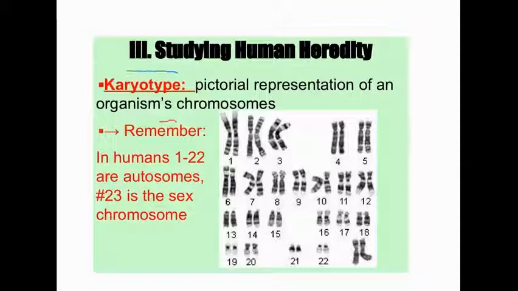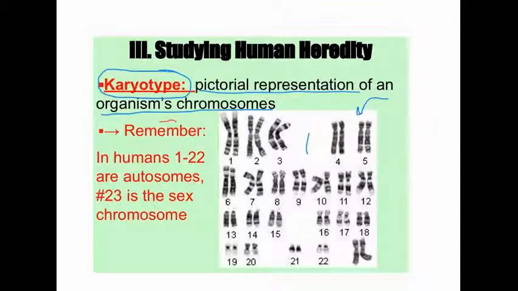All right, a person's karyotype, or an organism's karyotype, is just a pictorial representation of an organism's chromosomes. So basically, how many chromosomes do you have? How many of each pair do you have? And how big are the chromosomes? That's basically an organism's karyotype. So this is the karyotype of humans.